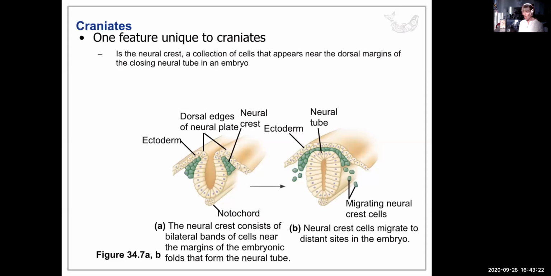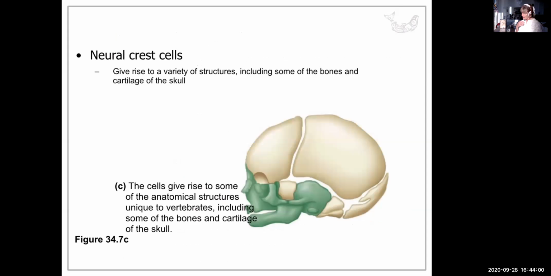So you're not a craniate yet until you have this feature. So this feature, which is unique to craniates or organisms that have a distinct head, is the neural crest, which are cells that appear in the dorsal margins of the neural tube, and they migrate to distant parts of the embryo, and they become part of the nervous system and also parts of a jaw. So they give rise to some of the bones and the cartilage of the skull.